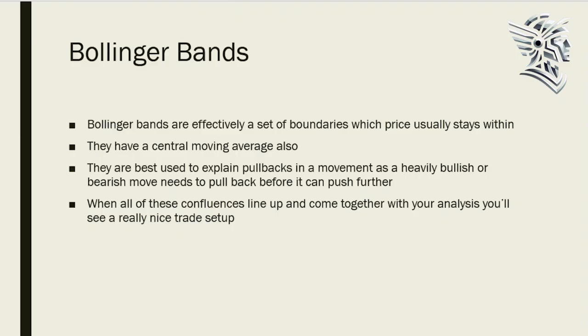Onto Bollinger Bands. These are personally my favorite to stay in a trade. Once I'm already in a trade, I use these to stay in or know when to get out. So they're effectively a set of boundaries which price stays within. They have a central moving average as well. They're best used to explain pullbacks in a movement, or heavily bullish movements need a pullback and heavily bearish movements need a pullback before they can push forward further. And Bollinger Bands demonstrate these really nicely. But one thing I'd like to say is when all these confluences line up together and come together, you'll see a really, really nice trade setup, as I'm about to show you.